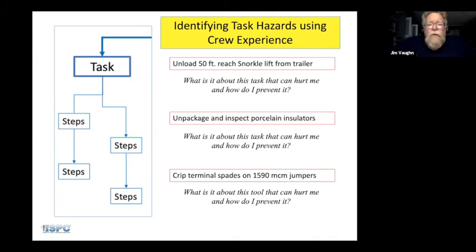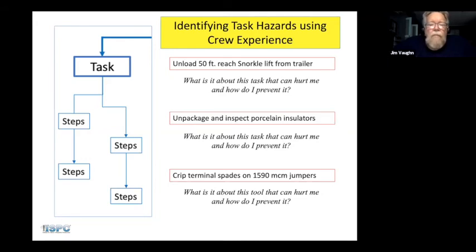These are the three questions that make up the intersect. The first question: What is it about the task that can hurt me, and how do I prevent it? What is it about the task that can hurt me? How do I prevent it? So we call this task, tools, environment. On these, we have tasks first. What is it about the task that can hurt me? How do I prevent it?